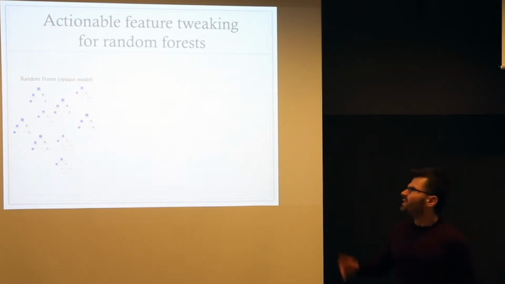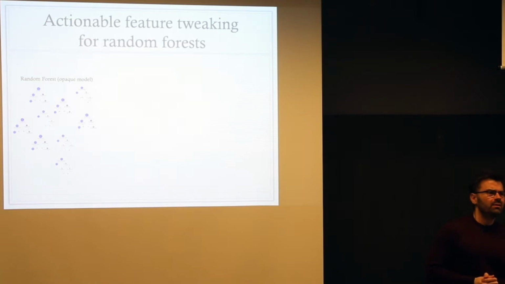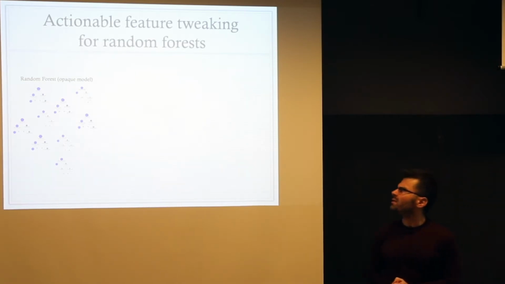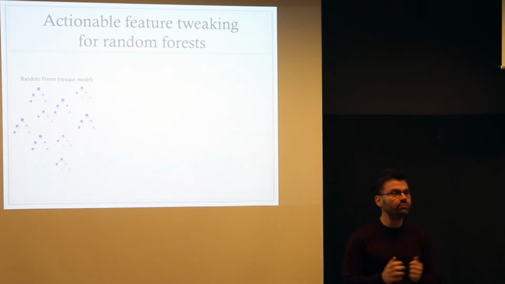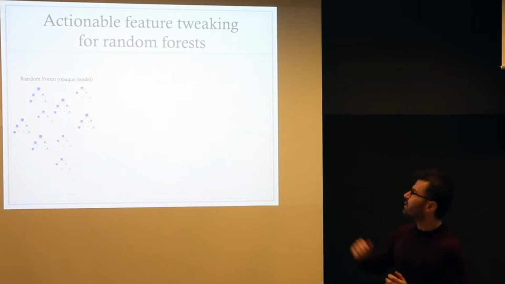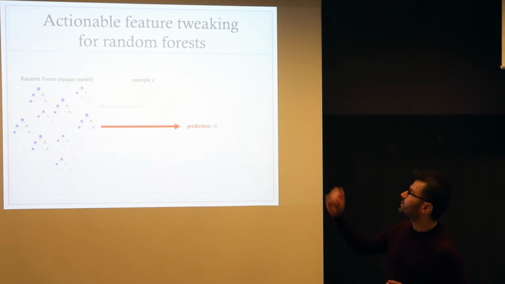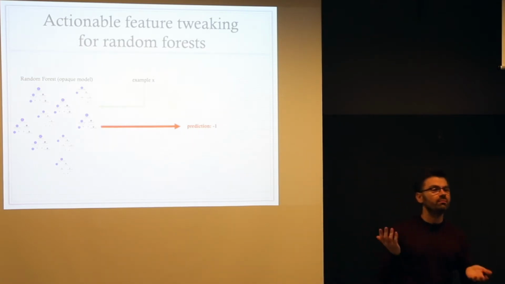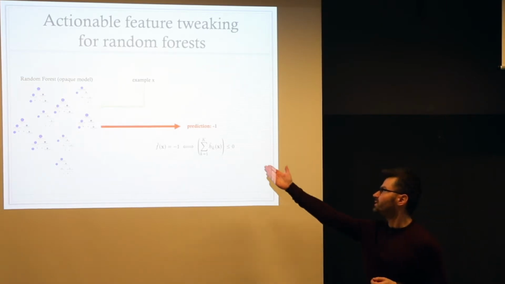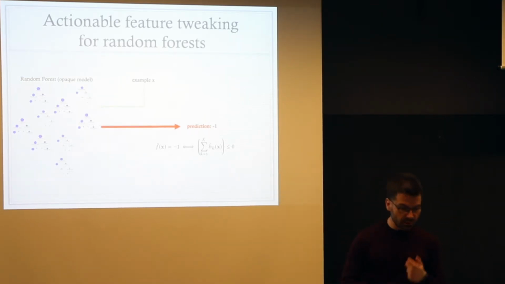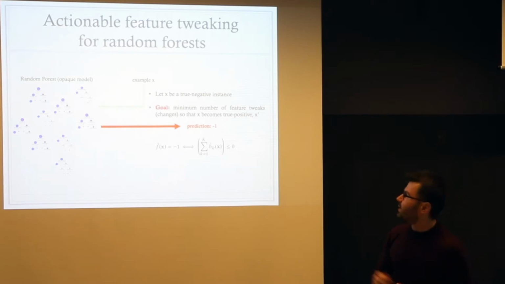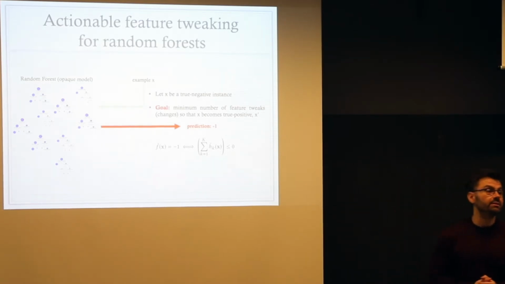Okay, and this comes from an idea that appeared by Tolomei and others in 2017 on actionable feature tweaking for random forests particularly. So suppose you have a random forest model, which is an opaque model, and you have an example, and the random forest comes up with a prediction of -1. Let's say you have a binary classification task, +1, -1, which means that the ensemble is predicting -1. And let's suppose that X is a true negative instance.